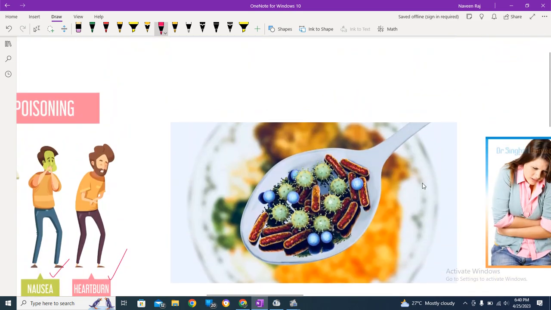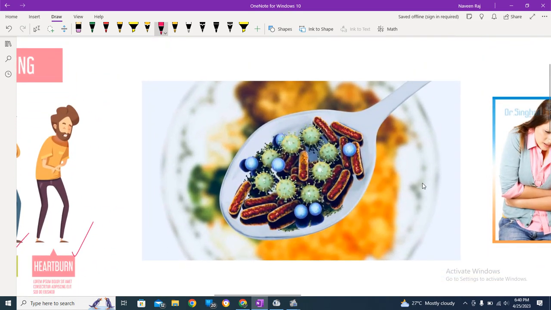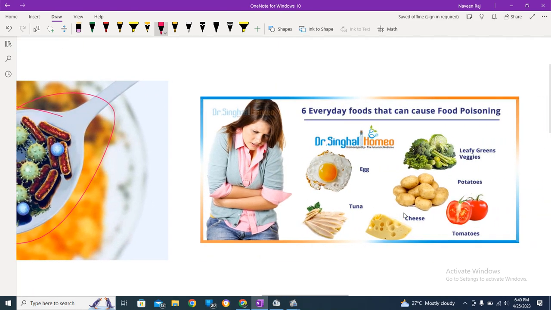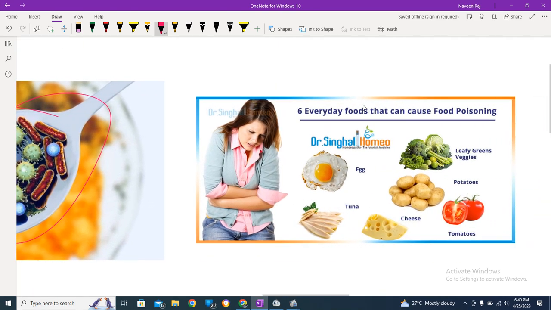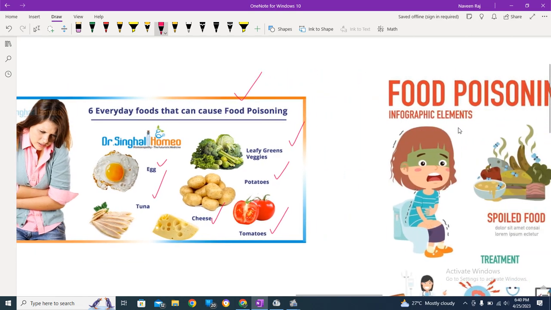Again a fork and a spoon here, which shows that the food you eat may have this much of microorganisms in it, which may cause a lot of diseases. So we need to be very careful about this. You should also know the six common foods which cause food poisoning, which include egg, tuna, cheese, tomatoes, potatoes, and leafy green veggies. So this was just information.